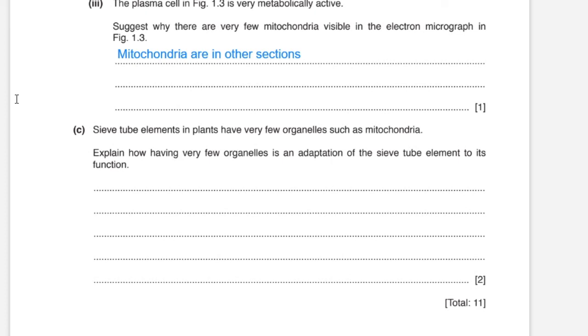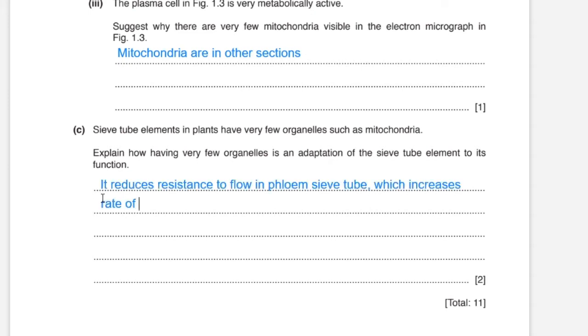C. Sieve tube elements in plants have very few organelles such as mitochondria. Explain how having very few organelles is an adaptation of the sieve tube element to its function. The fact that they have very few organelles means that there is less resistance to the flow in phloem sieve tube, and that means the rate of flow is faster.